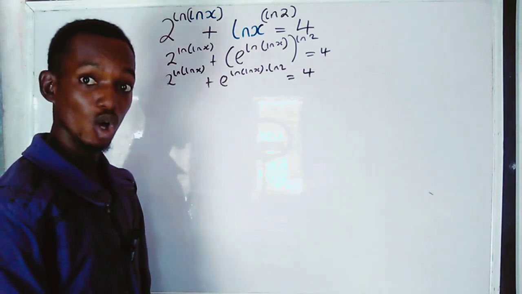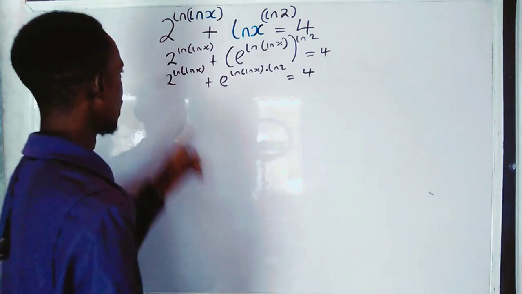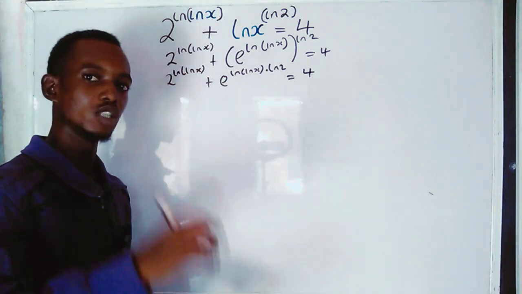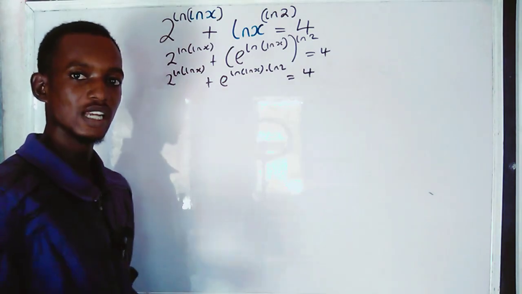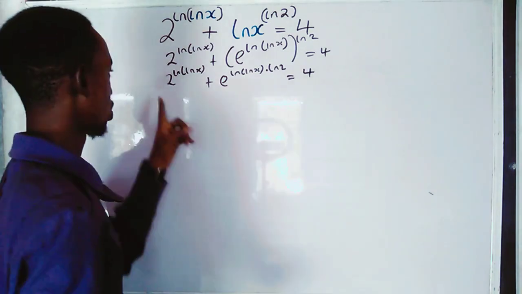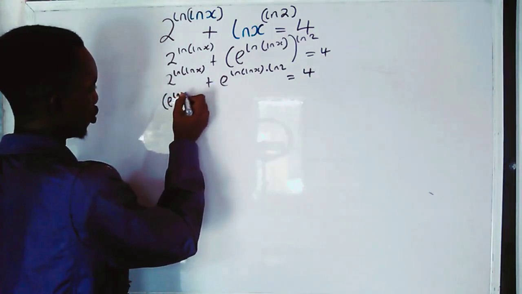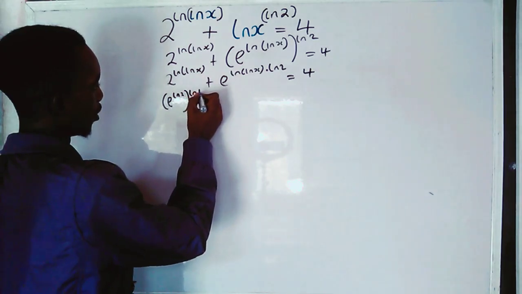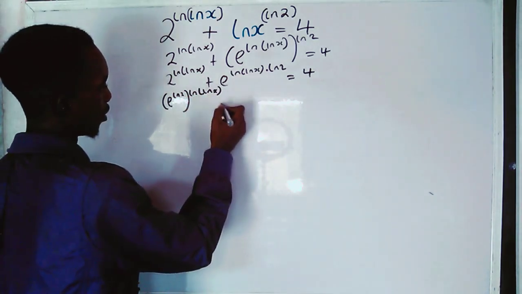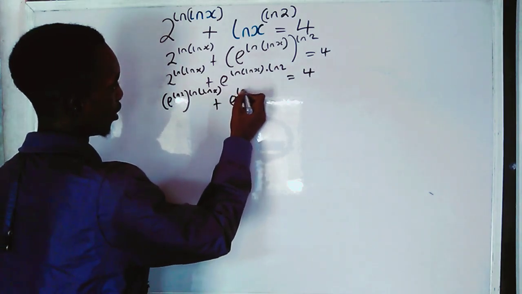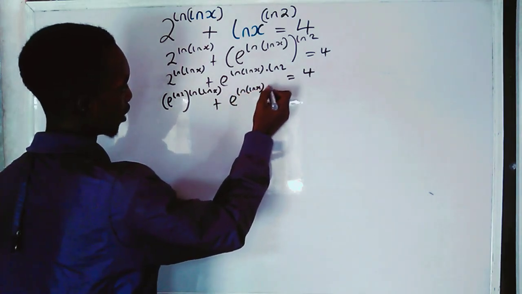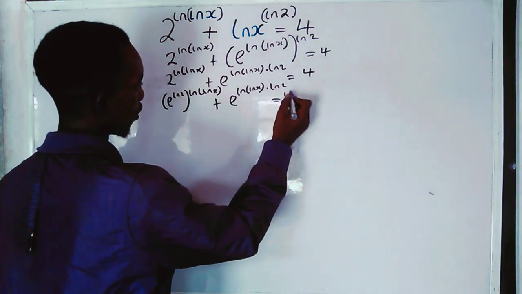Still going to use the same law. We're going to use the same law. So instead of 2, we have e raised to the power ln 2, because e cancels ln and gives us 2, so it's still the same thing. So here, instead of 2, we are going to have e raised to the power ln 2 ln x plus e raised to the power ln x times ln 2 equals 4.